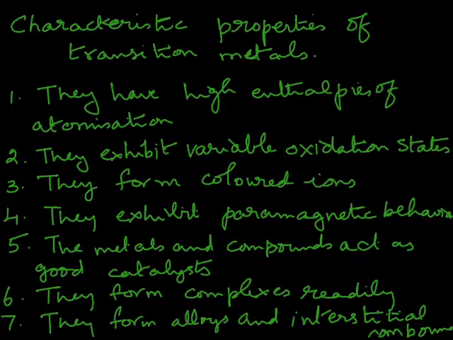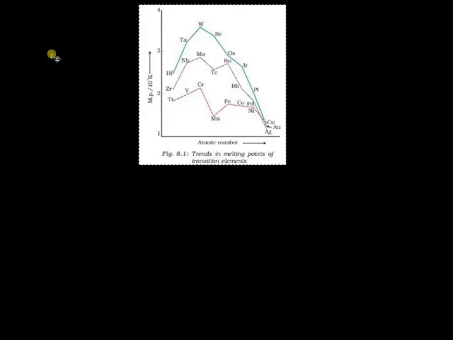Now, we will see a graphical representation of enthalpies of atomization of the transition elements. As you move along a row of transition metals, you see that the melting point increases. The melting point is plotted on the y-axis, and as you move from left to right on the x-axis, you see the melting point increases. Actually, as the number of unpaired electrons increases, the melting point also increases, because the atomic orbitals of the unpaired electrons overlap to form stronger interatomic bonding.